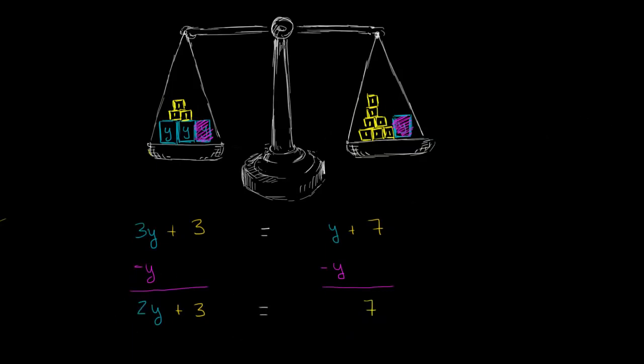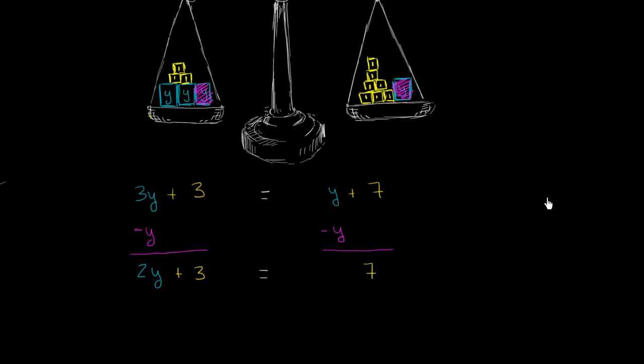Now this is starting to look a little bit similar to what we saw in the last video, but I will ask you, what can we do from this point to simplify it further? Or even better, think of it so we can isolate these y's on the left-hand side. I'll give you a few seconds to think about that.